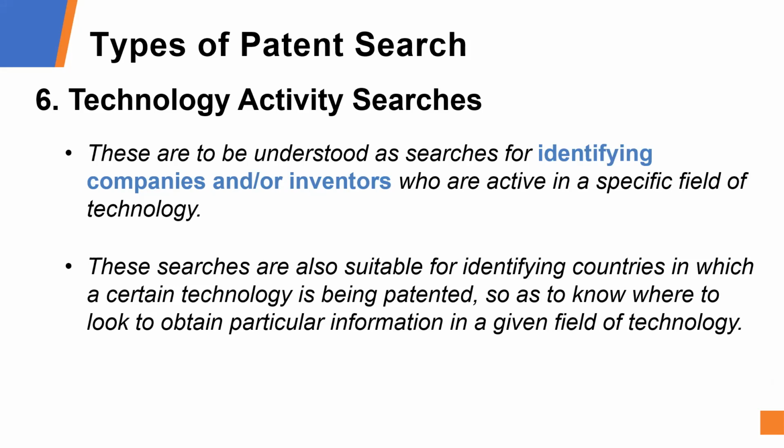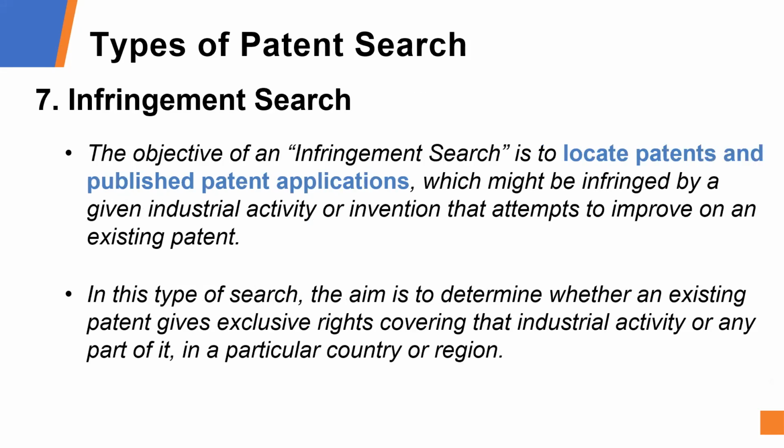Okay, so Huawei. You can also find Tesla or Elon Musk. How many inventions did Elon Musk file? You can also do that. This one is a bit difficult because what they're trying to do is to locate patents and published patent applications that might be infringed by a given industrial activity or invention that attempts to improve on an existing patent. Usually patent agents and lawyers do this.